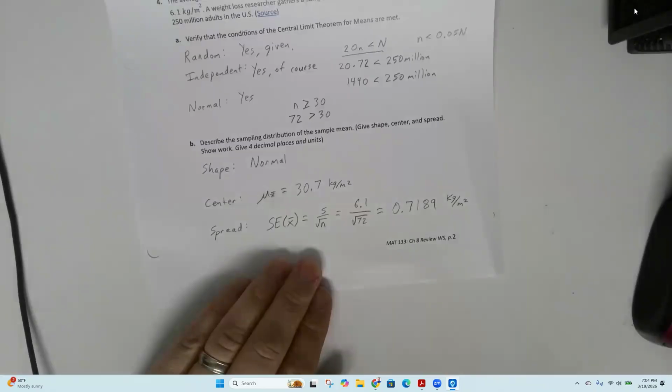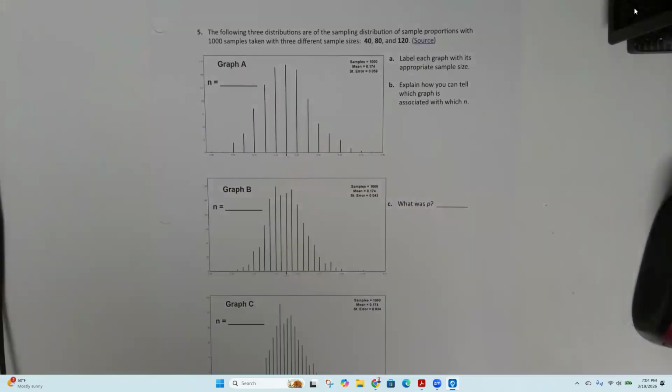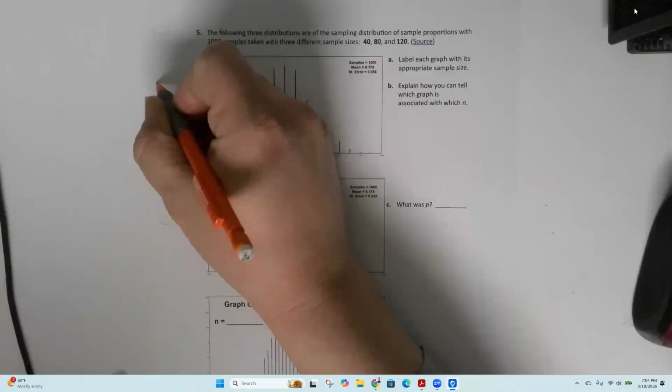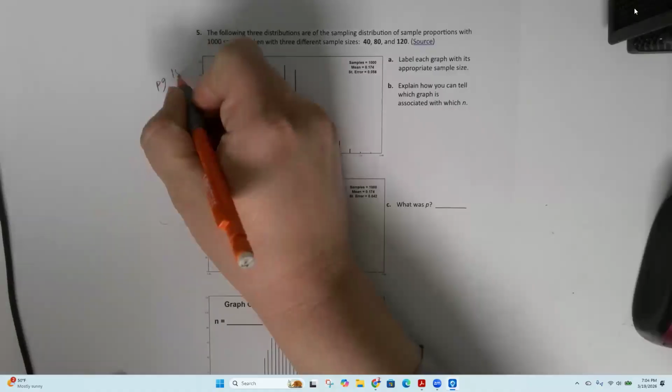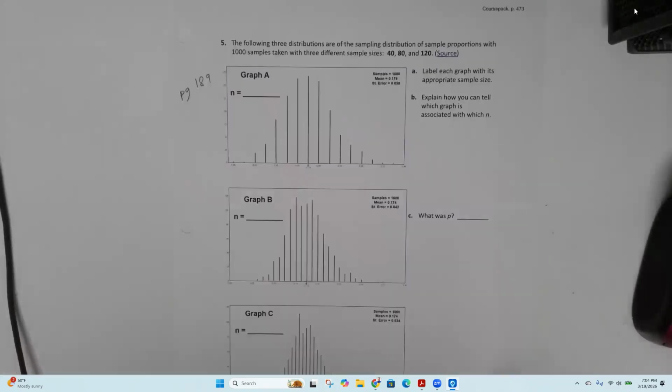All right. Let's move on to page 473. Page 473, we have the following three distributions of the sampling distribution of sample proportions. They said the word proportion, which means we are not using the central limit theorem for means. We're using page 189, which is the central limit theorem for proportions. That's the only hint I'm going to give you on this page.